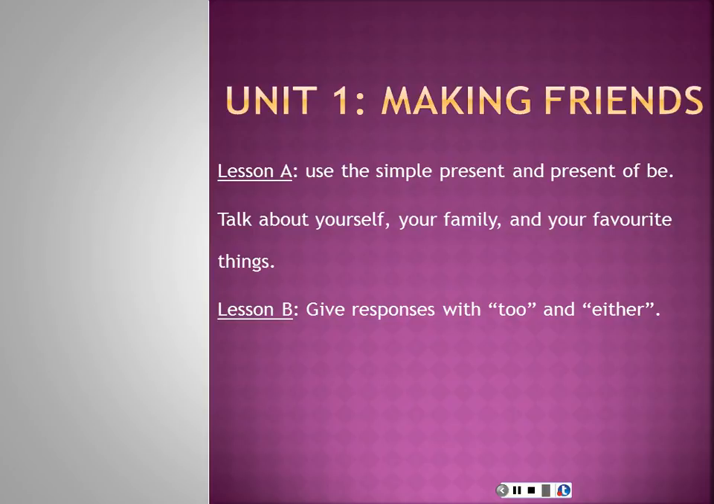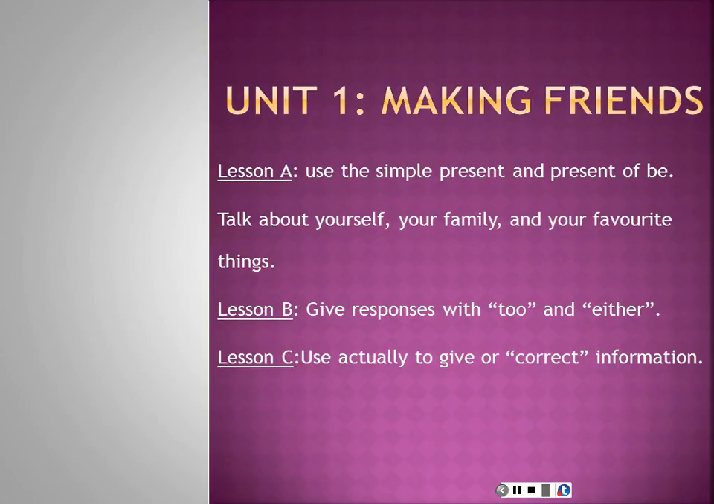How do we use too and either? So in lesson B, this is lesson B. Lesson C, we use actually, how to use this word actually, to give or correct information.